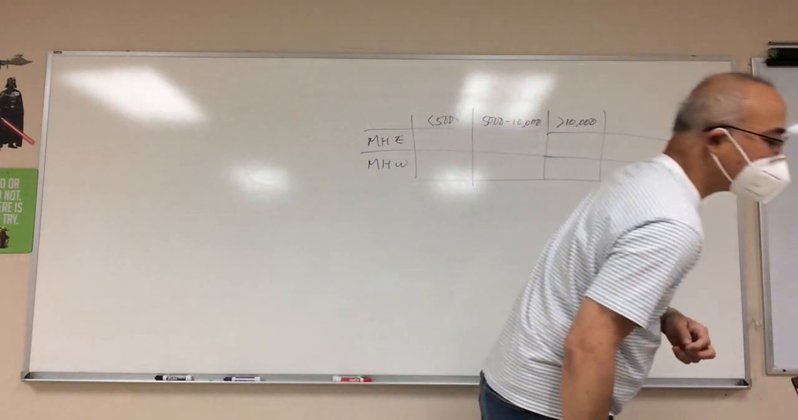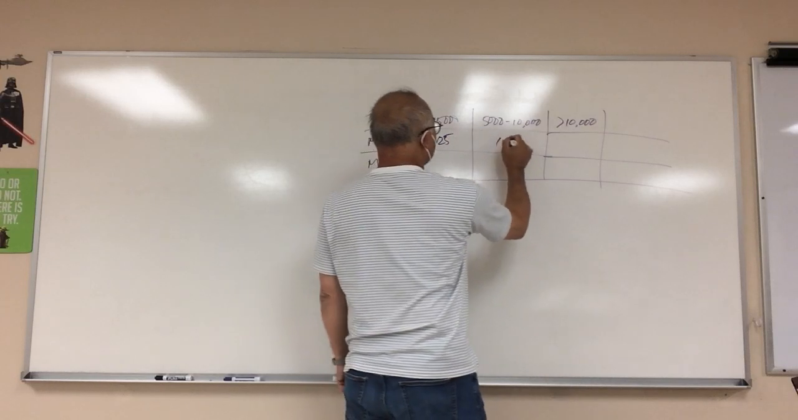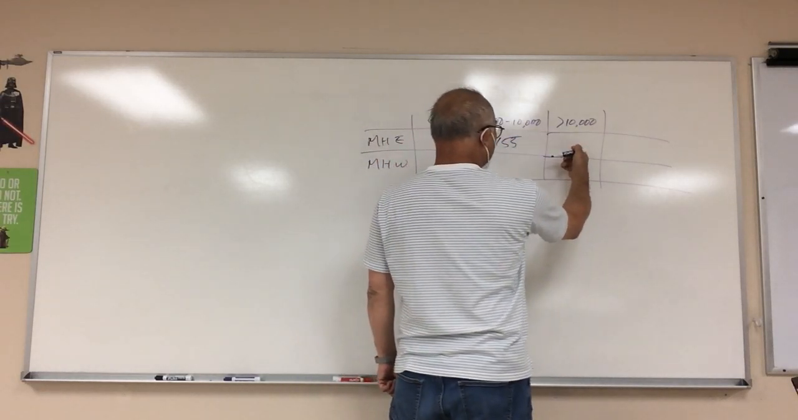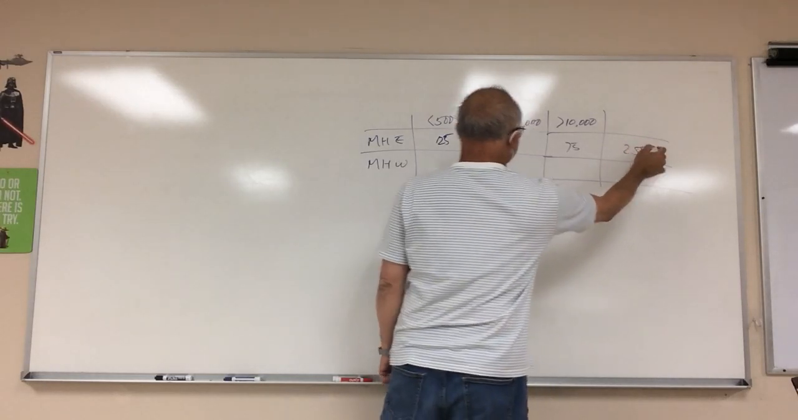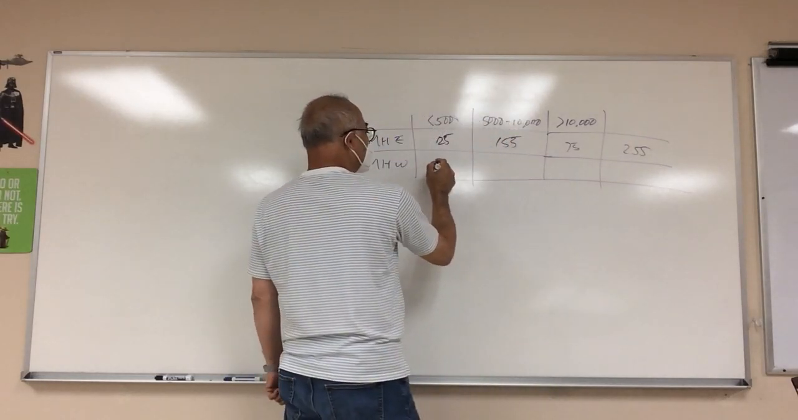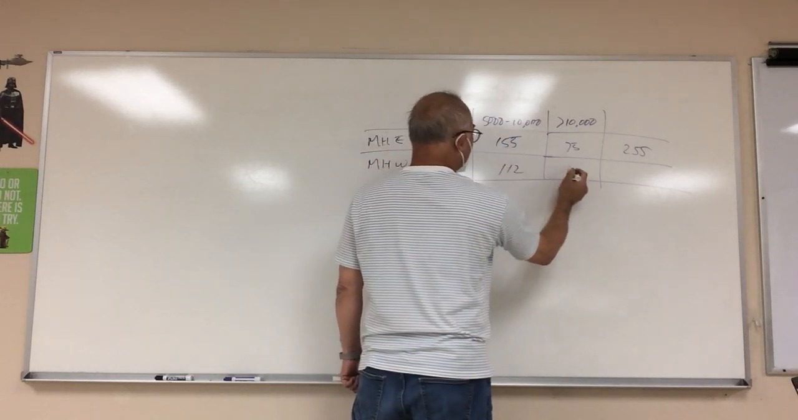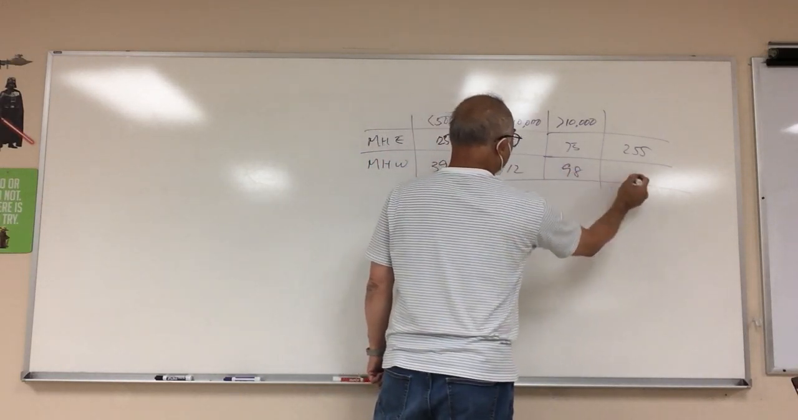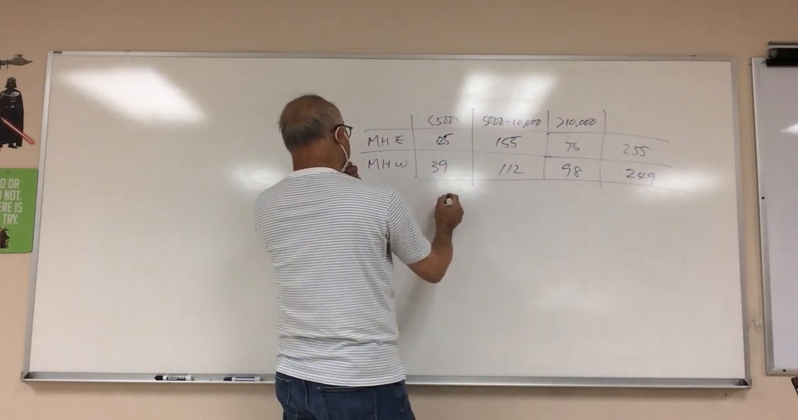Right? So my numbers are 25, 155. Somebody call the numbers out for me. 155. What's next? 75. 75. And 255. 255 from here. 39, 112, 98, 249. Okay, so if I add these together, I'm going to get what?